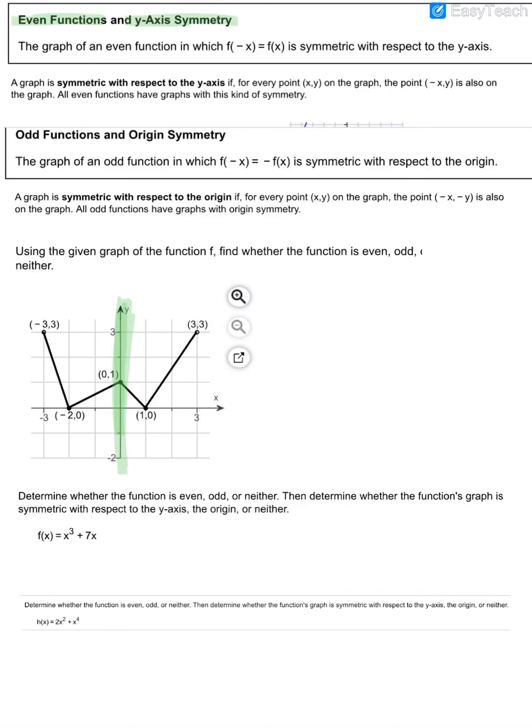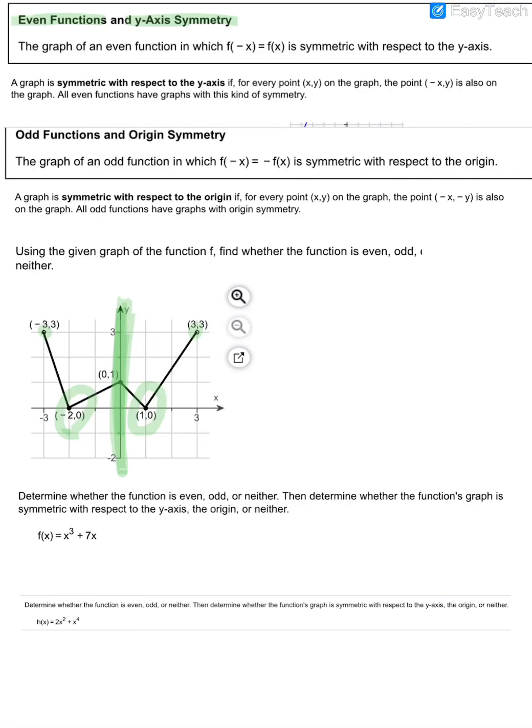Notice in this case that I don't have two mirror images. If I were to fold it, while these points reflect each other here, the difference is these right here do not. So I would say that's not y-axis symmetry.